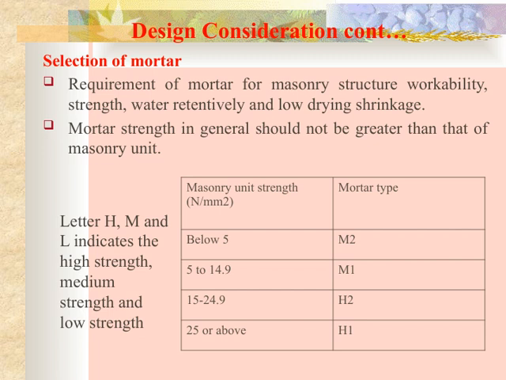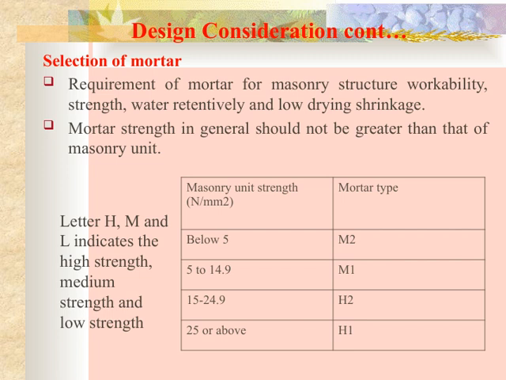Now, looking at the table, we see different mortar types assigned based on the strength of the masonry units. For units with strength below 5 M2, we use M2 mortar, which is relatively low strength. For units between 5 and 14.9 M2, M1 mortar is suitable. When the units are between 15 and 24.9 M2, we move to H2 mortar, indicating a medium-high strength.